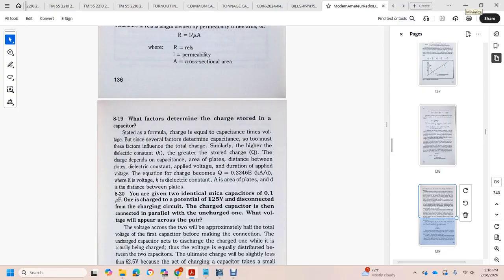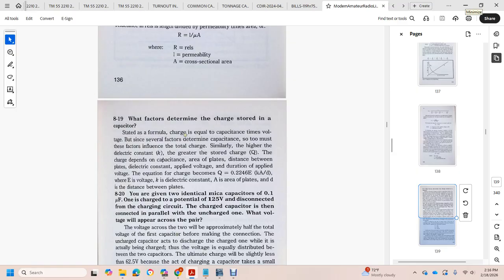The higher the dielectric constant, the greater the stored charge. The charge depends on the area of the plates, the distance between the plates, the dielectric constant, and the applied voltage. The equation for the charge of a capacitor is Q = 0.2246 E K A / D.